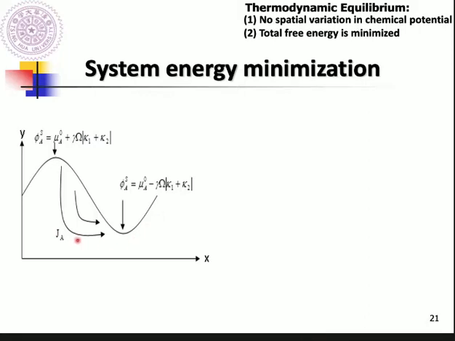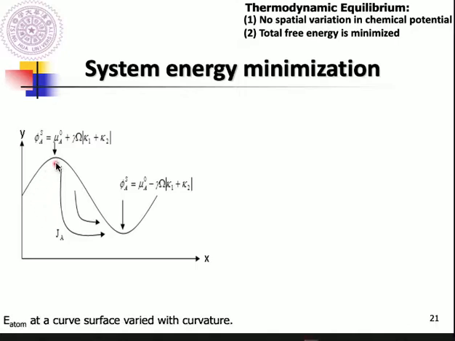Do you think this system, or this curved solid material, can reach thermodynamic equilibrium? In order to answer this question, first of all, don't forget the definition or criteria for thermodynamic equilibrium. The first one is the chemical potential: we need to know if there's any chemical potential variation.